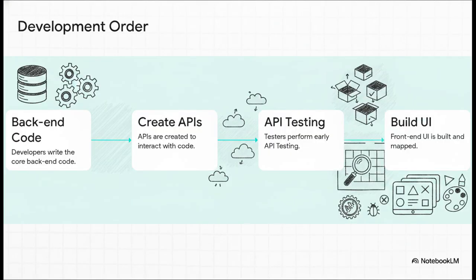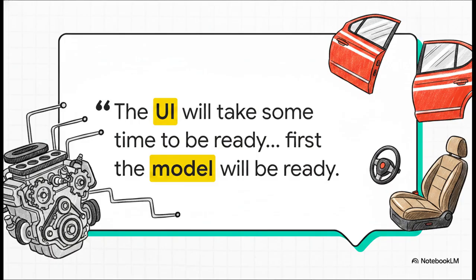Let's move to see how this builds in a real-world agile development environment. First, the developers write the core backend code. Second, they immediately create the APIs to interact with that code. Third, and this is the absolute key, testers jump in right here to perform API testing. They verify that the code and the database are working perfectly together. It's only much later, in step 4, that the front-end UI is finally finished, painted, and mapped onto those already tested APIs.